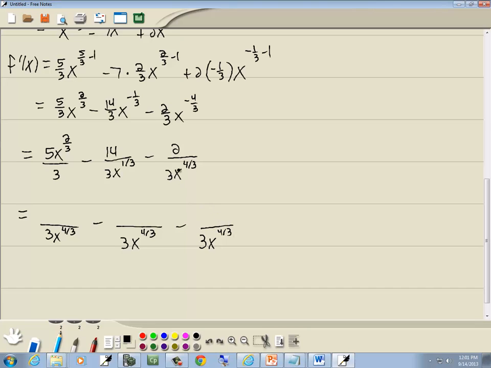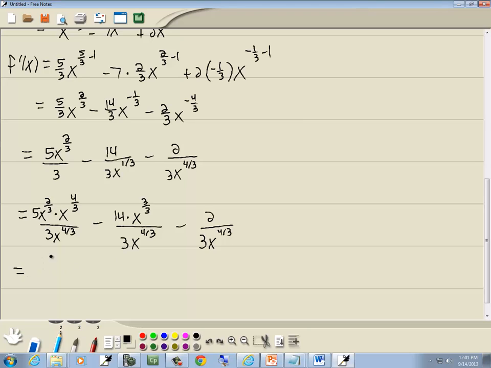Well, this one already had that denominator, so I'll leave it alone. Now the first fraction, I multiplied the bottom part by x to the 4/3, so I have to multiply the top part by x to the 4/3. So we have 5x to the 2/3 times x to the 4/3. On this one here, the 3's there, x to 1/3. We multiplied the bottom part by x to the 3/3. We have to multiply the top part by x to the 3/3. How did I know it was x to the 3/3? Because x to 1/3 times x to the 3/3 gives you x to the 4/3.